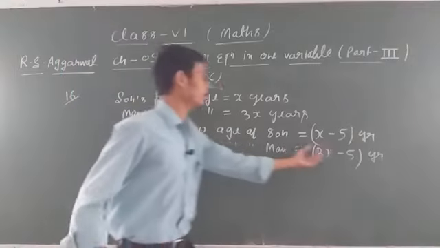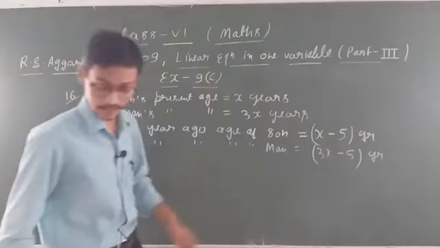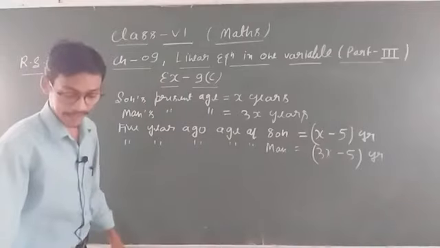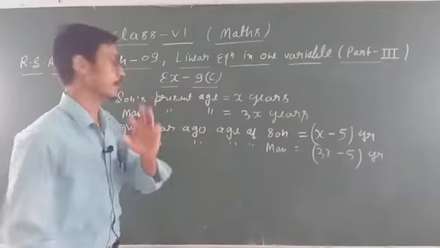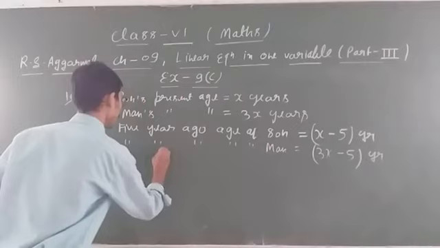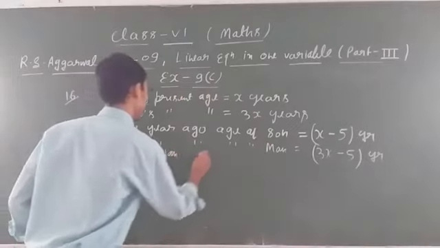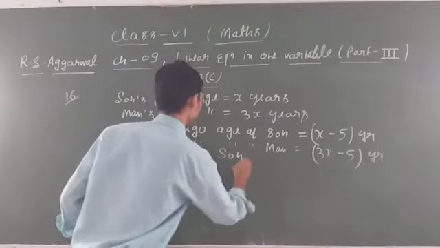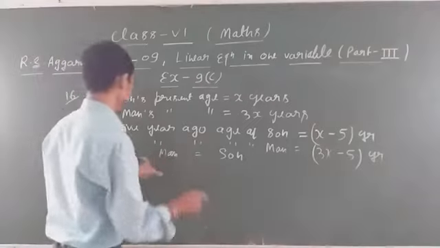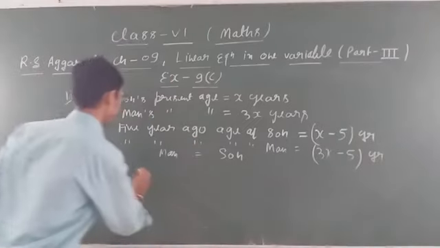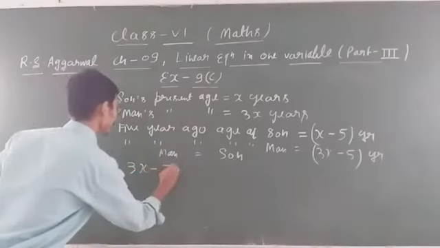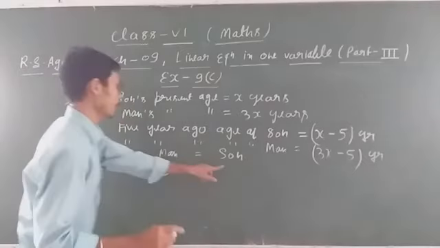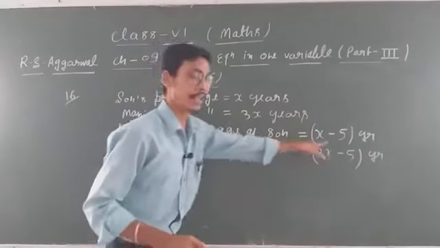So 5 years ago you find out. But what is given? 5 years ago the man was 4 times as old as his son. So here you will write down man and here you will write down son. Clear? What is the age 5 years ago? The age of man is 3x minus 5. So 3x minus 5. 5 years ago the age of son is, student, x minus 5.